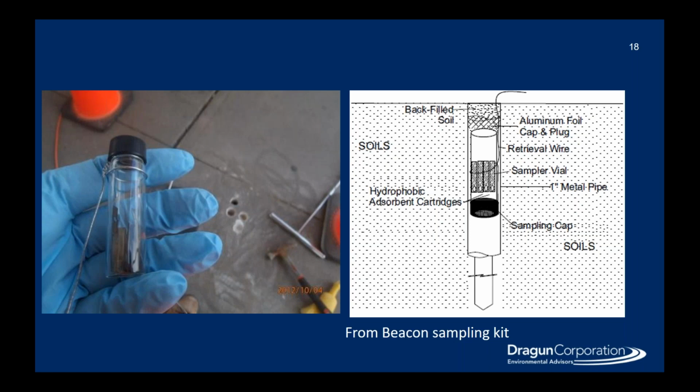The way the passive soil gas works is there's an absorbent cartridge that is inside this canister, and those get put into about a 1-inch hole within the ground, and that cartridge makes the chemicals stick to the absorbent that's on the inside, and then that gets sent to the laboratory, and they measure how much of the chemicals actually stuck to the cartridge.